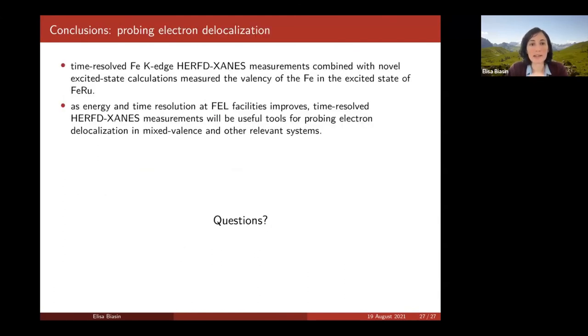To summarize this final part, we have utilized time-resolved iron K-edge XANES, in combination with state-of-the-art calculations, to measure the valency of the iron atom in the excited state of the Ferroux molecule. We concluded that we have 75% hole charge density at the iron in the excited state. We believe that as energy and time resolution at the XFEL facilities improve, these kinds of measurements will be useful to probe the electronic delocalization in mixed valence systems and other relevant photofunctional materials.